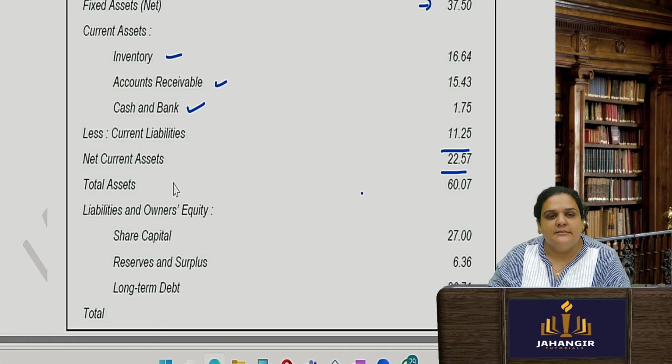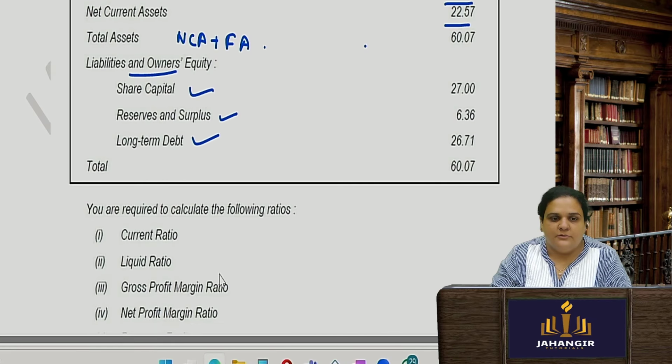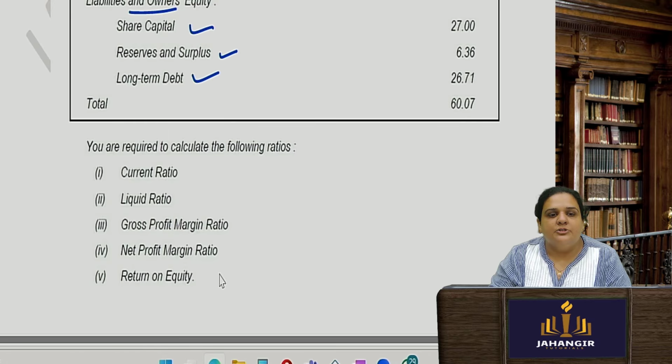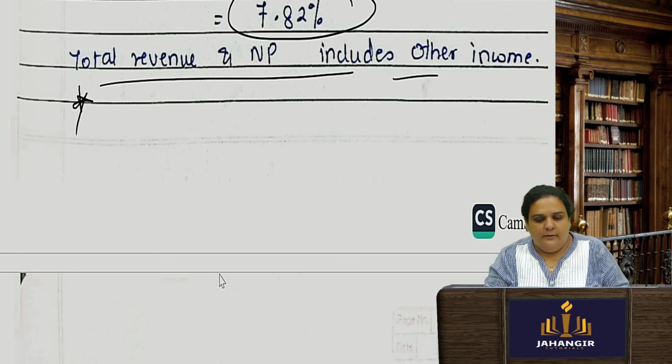Why total assets? Net current assets plus your fixed assets. Liabilities and owner's equity they have given separately. Share capital, reserves and surplus and long-term debt. So your total is again 60.07. We have to find current ratio, liquid ratio, gross profit margin ratio, net profit margin ratio, return on equity. Okay.